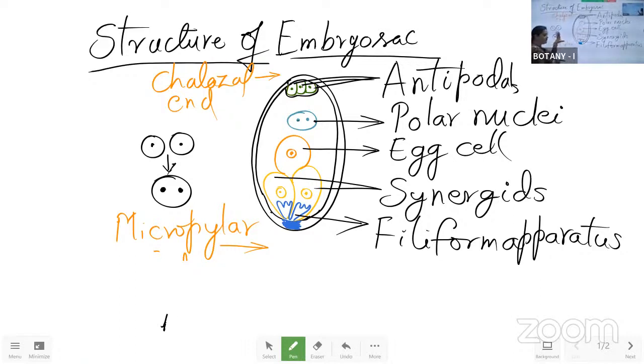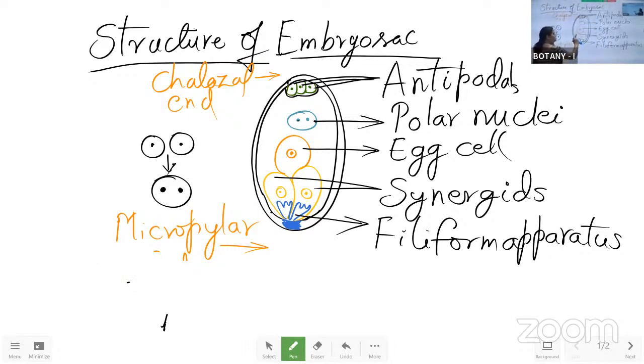Now, after finishing this part, we have to conclude with the functions of the synergids. Whether they ask in the question or not does not matter, but we have to write the functions of the synergids separately. I have already said what we have to write when we were discussing the egg apparatus, but now we have to write it again. So what do we have to write?